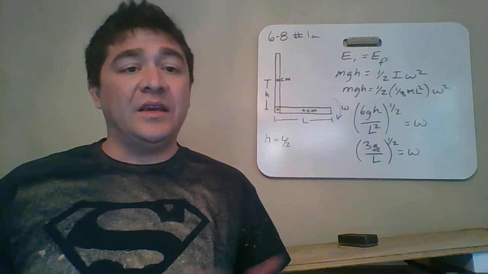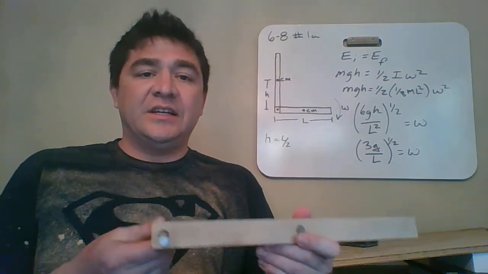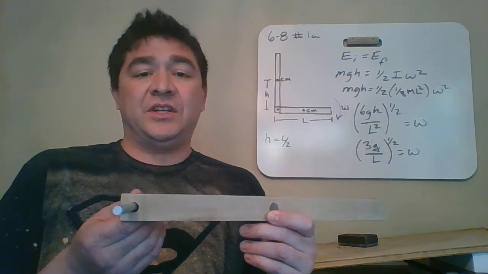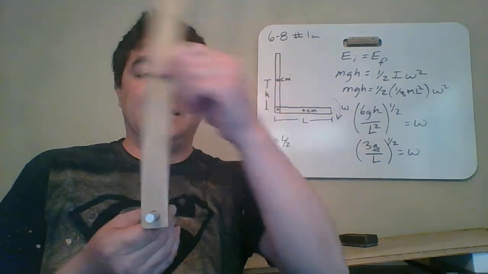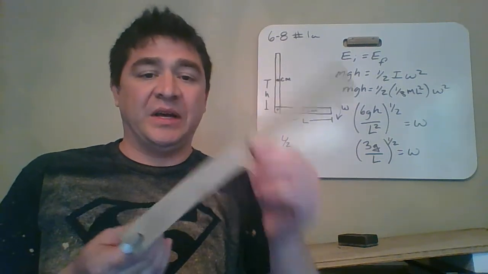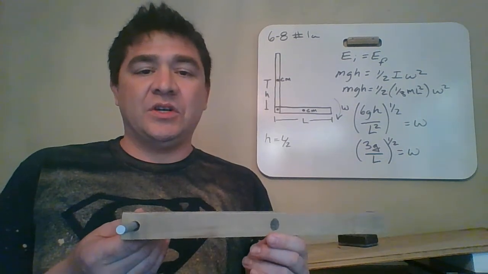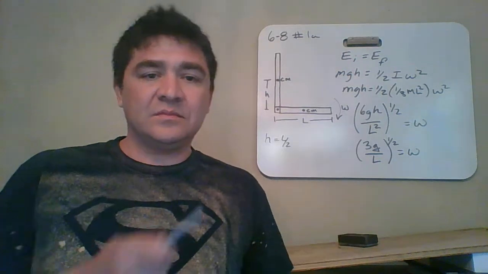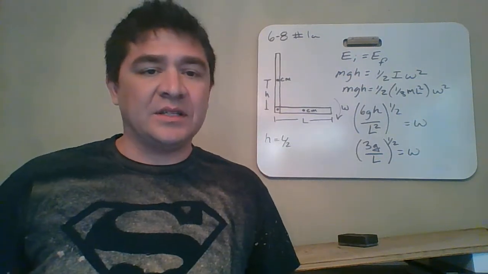And then for the final energy, we're going to say 0 potential, since this is the lowest point the center of mass reaches. If it were to fall below this point, we'd need to add in more potential energy, but we're just going from here to here. So our height is L over 2.